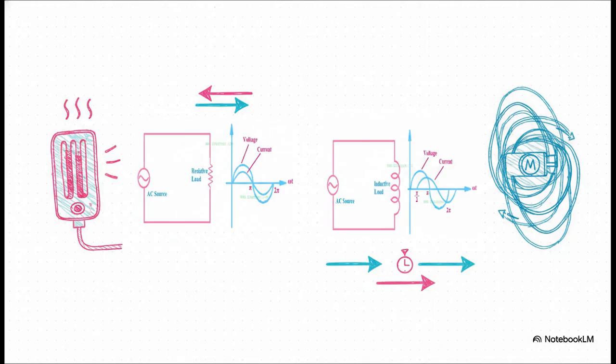Okay, now this is where it gets really interesting, because you can actually see the difference. On the left, you've got a simple resistive load, like a basic electric heater. See how the voltage and current are perfectly in sync? They rise and fall together. But now, look at the right. With an inductive load, like a motor, the energy it takes to build up that magnetic field creates a sort of magnetic inertia. It actually delays the flow of current. The current wave falls behind, or lags, the voltage wave. And that lag, right there, is the root cause of a low power factor.